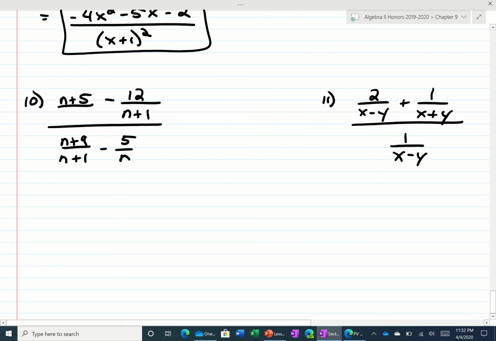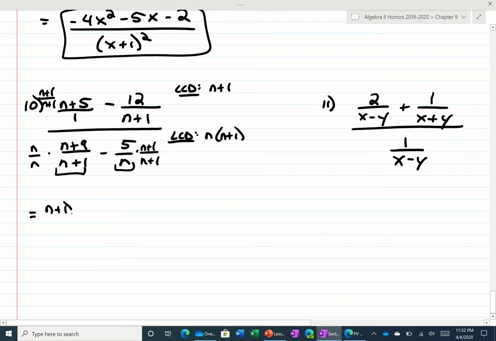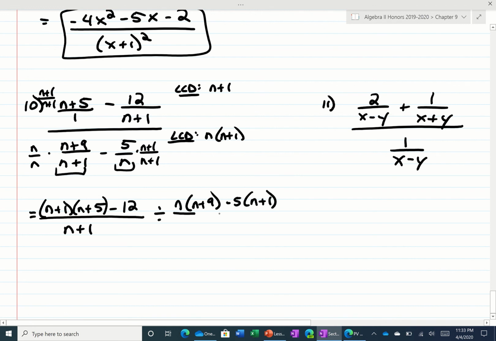And let's see here. I could put this over 1, and then my common denominator on top would have to be n plus 1 over n plus 1. In the denominator, so let me write this down here. The LCD on top would be n plus 1. In the denominator, the LCD looks like it would be n times n plus 1. This is its own factor, this is its own factor. So I'd have to multiply this by n plus 1 over n plus 1, and this by n over n. So let's see what this turns into. The top would be n plus 1 times n plus 5 minus 12, all divided by n plus 1. And then we're going to be dividing this whole thing by n times n plus 9 minus 5 times n plus 1, all divided by common denominator of n times n plus 1.